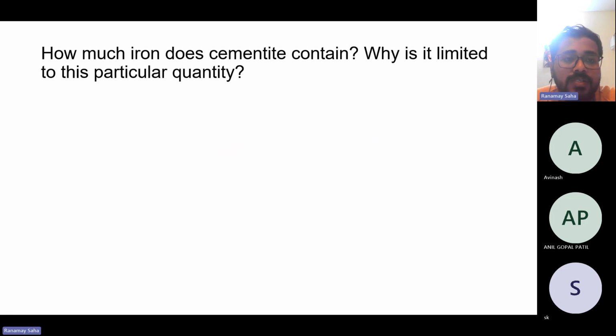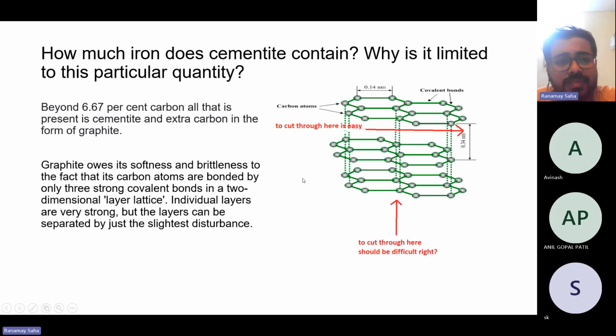so let me ask you how much iron does cementite contain? What is cementite? It is Fe3C. And why is it limited to a particular quantity? So the maximum iron, so this is the reason. Okay, so beyond 6.67% of carbon, what happens is, I mean, the extreme right end of the iron carbon phase diagram, where it is the maximum carbon percentage at 6.67%, all the carbon present is cementite and extra carbon is in the form of graphite.